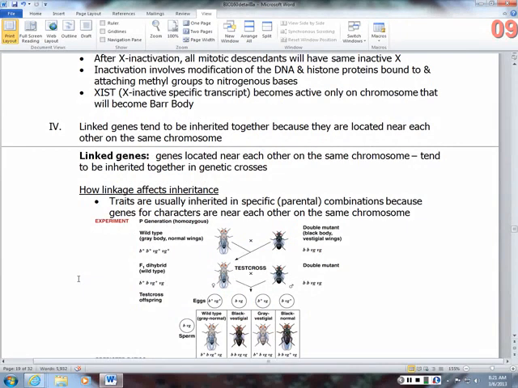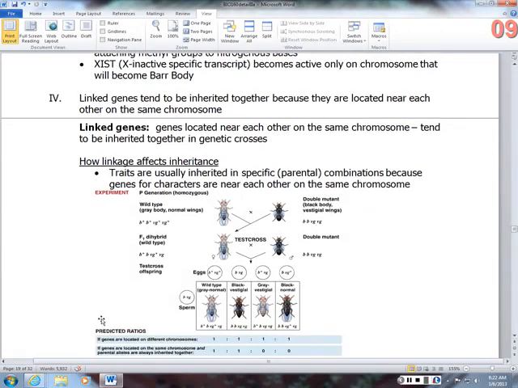So when we talk about linked genes, they tend to be inherited together because they are located near each other on the same chromosome. So now we know with crossing over that you're going to have, on average, about 3 sections cross over on the chromosome. So when you're looking at which sections cross over, the closer they are together, the more likely they're going to be involved in the same chunk that does the crossing over. And so that's what we refer to as a linked gene. They're close to each other, and when chunks of it cross over, they're more likely to go together.